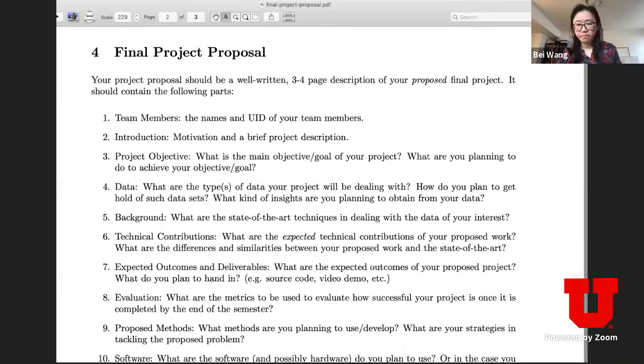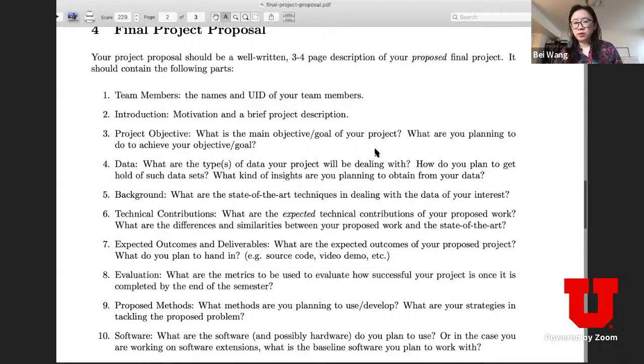But this is what I'm looking for in your final project proposal. It should be a well-written 3 to 4 page description of what your proposed final project is going to be. It's going to have the following sections. Of course, your team membership, introduction: what is the motivation, and what is a high-level description of your project? Objective: what is the objective, the goal of your project? What are you planning to do to achieve your objective?